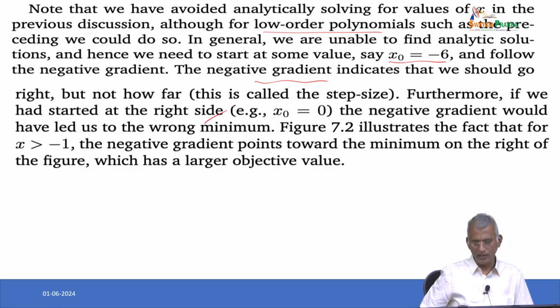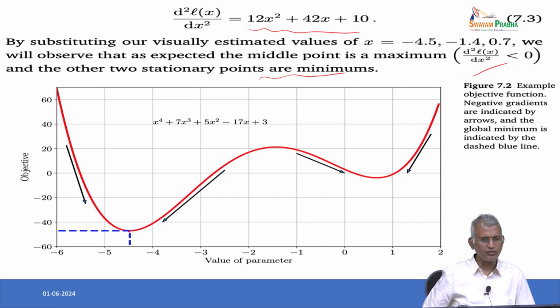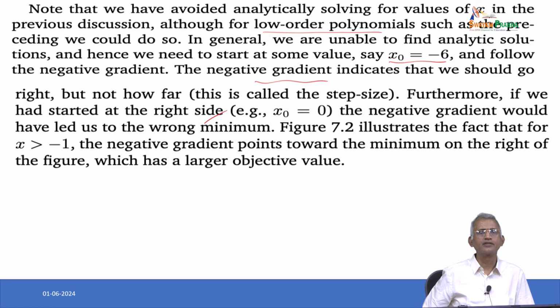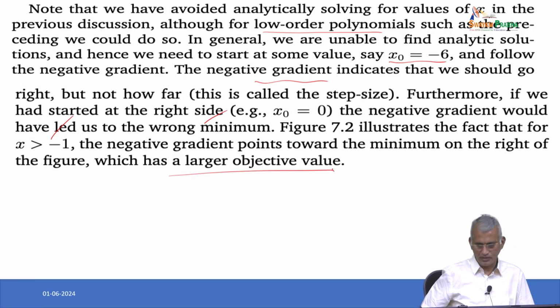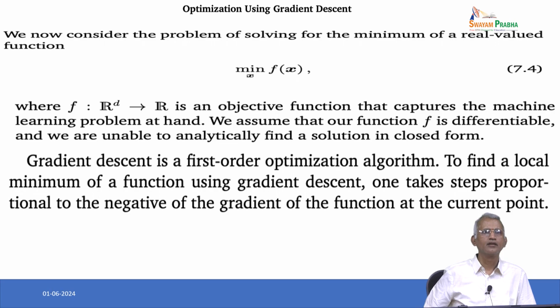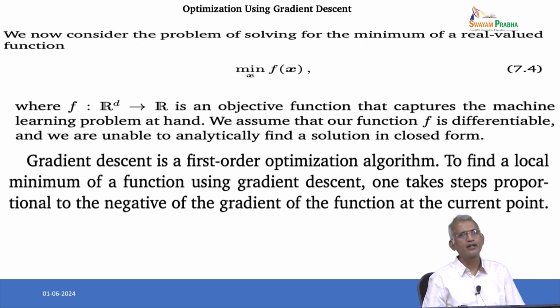From the figure, this is figure 7.2, it illustrates the fact that for x greater than or equal to minus 1, the negative gradient points towards the minimum on the right of the figure, which has larger objective values. These are things we can easily understand from the picture, how the gradient indicates direction and so on. Now, keeping it in mind, let us go to optimization using gradient descent.